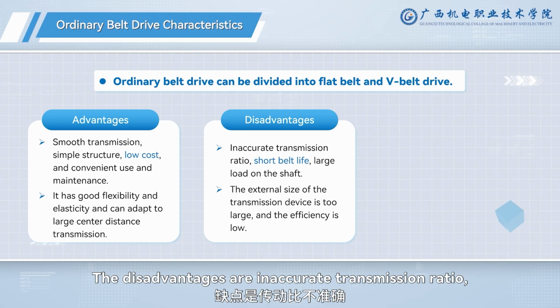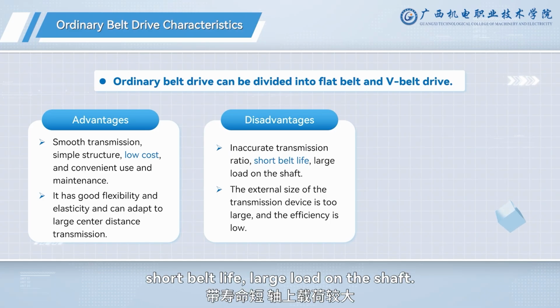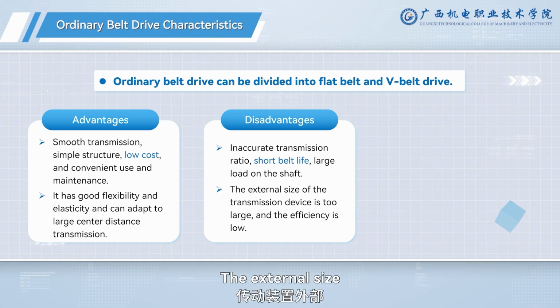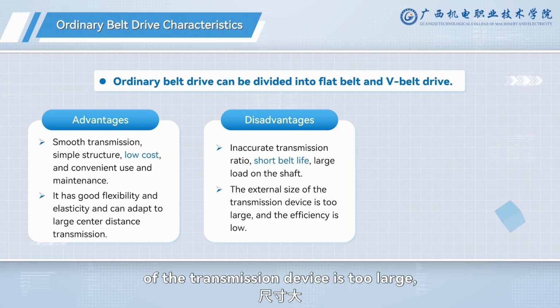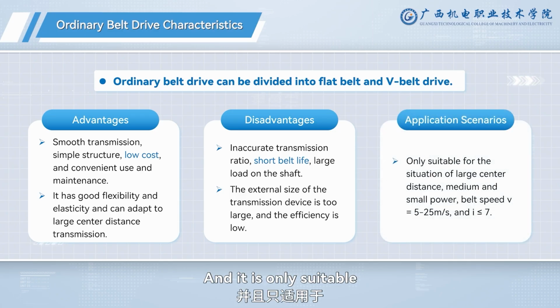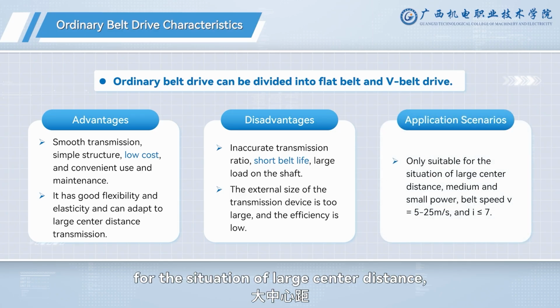The disadvantages are inaccurate transmission ratio, short belt life, large load on the shaft. The external size of the transmission device is too large, and the efficiency is low. And it is only suitable for the situation of large center distance, medium, and small power.